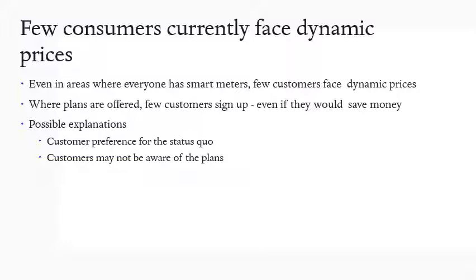Some possible explanations: customers prefer the status quo. Customers may not be aware of their plans, and oftentimes with utilities, customers just don't want to deal with them. And so if the utility suggests you should change to this pricing plan, they're going to say no way. Maybe that's the preference for the status quo, but it might also be anger against the utility for charging them money in the first place.